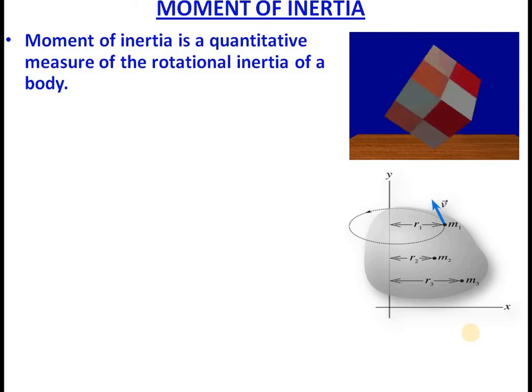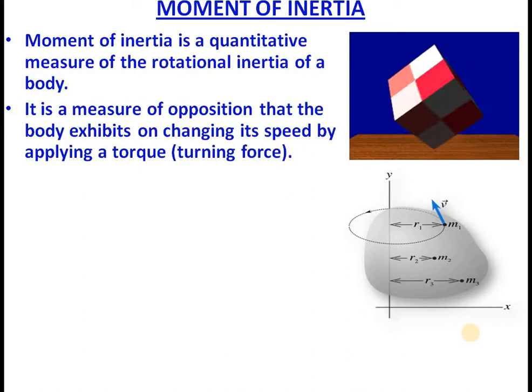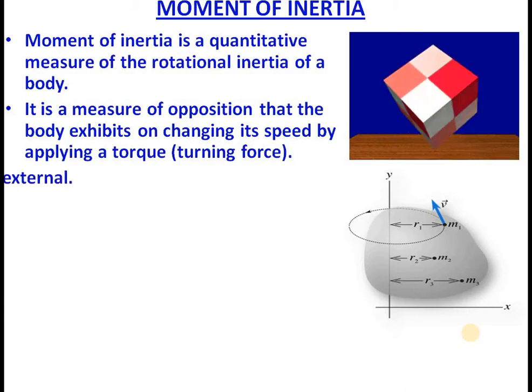Okay, but here we can quantitatively express the value of the inertia. Anyway, its physical sense is the same: inertia for engaging in any rotational motion. Okay, so it is a measure of opposition that the body exhibits on changing its speed by applying a torque. So it's a measure of opposition exhibited by any body when an external torque is applied. Okay, it's an opposition, you can say.